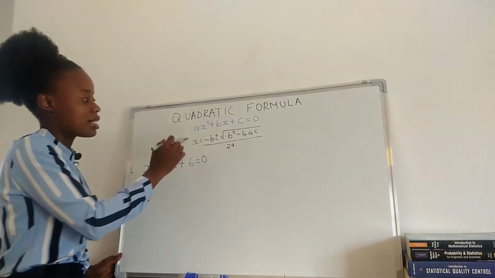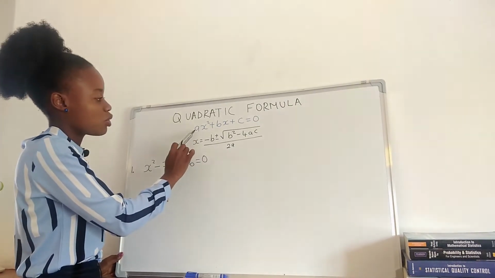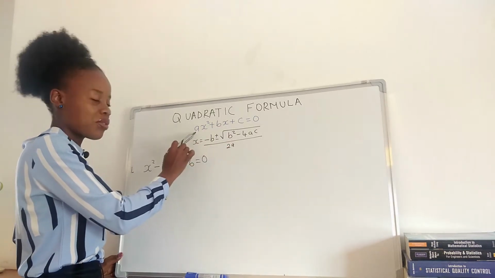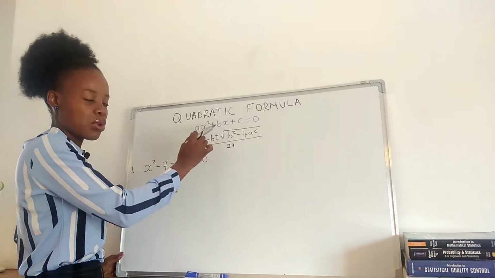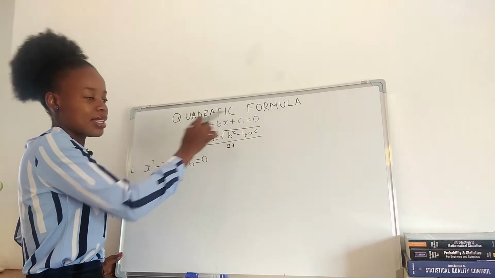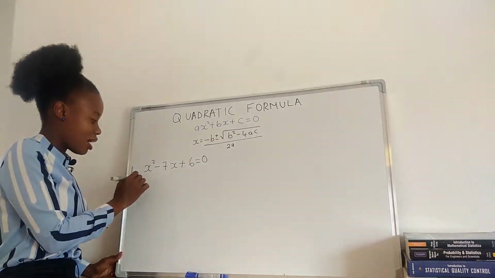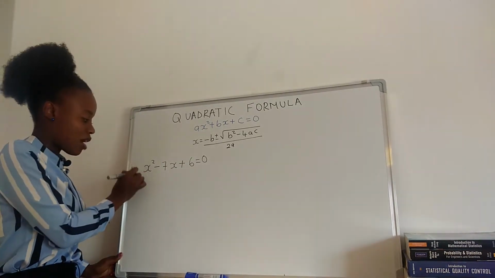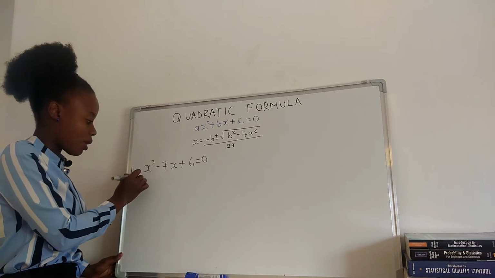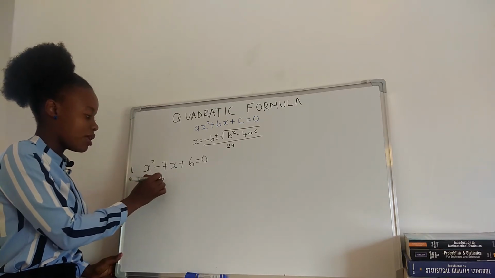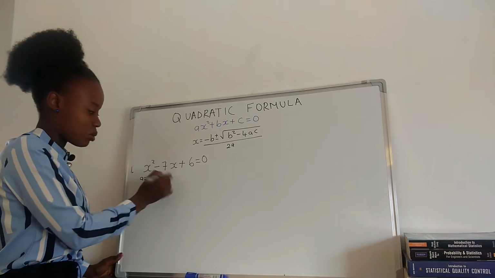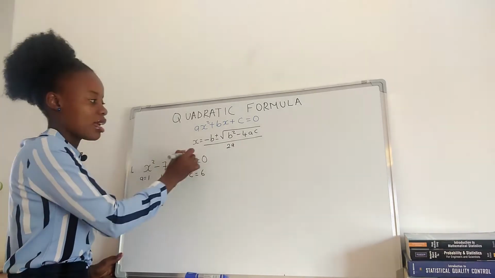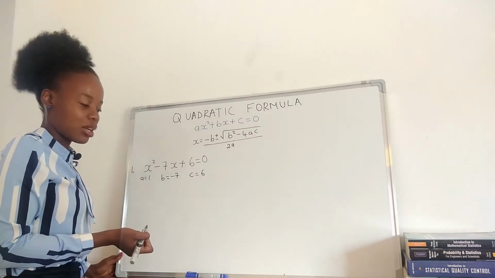You know that the quadratic equation is supposed to be ax squared plus bx plus c. A is the coefficient of x squared, b is the coefficient of x, and c is the constant, okay? Here we have x squared minus 7x plus 6 equals 0. We can see that the coefficient of x squared is 1. So our a is 1, our b is the coefficient of x, which is negative 7, and our c is the constant, which is 6. And we are going to use this formula, okay?